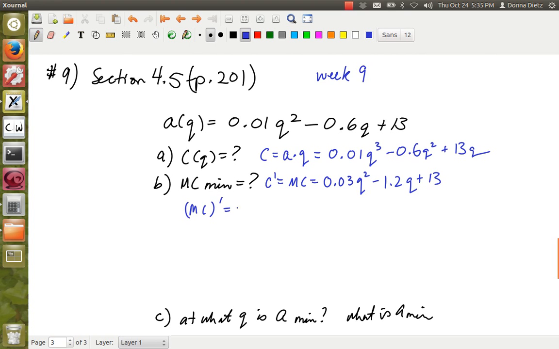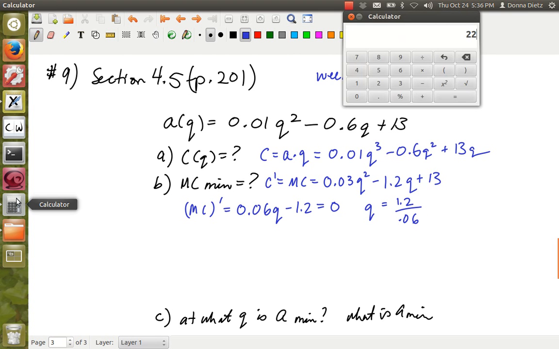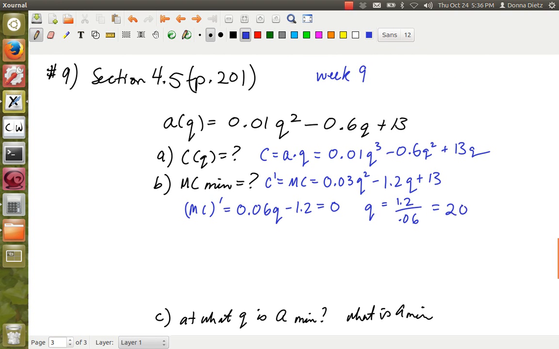Then we take the derivative and set it equal to 0, solve for Q. So Q equals 1.2 over 0.06. Pull out your handy dandy calculator. 1.2 over 0.06, and you get 20.